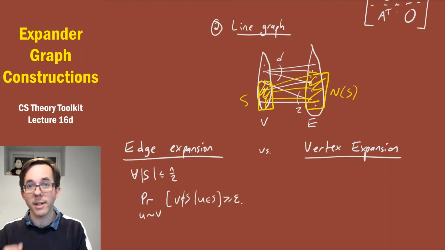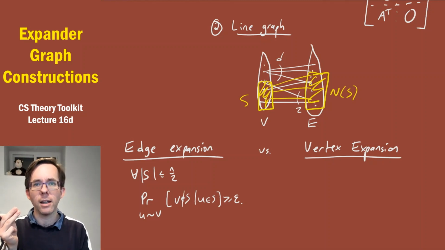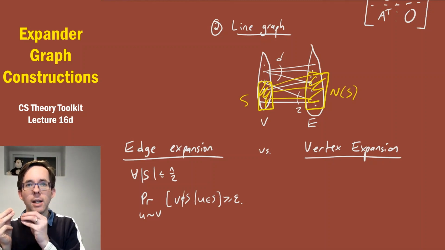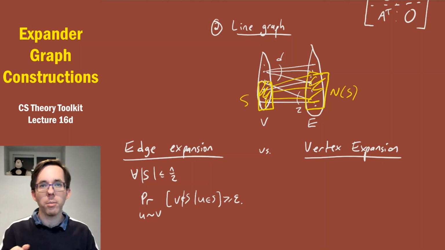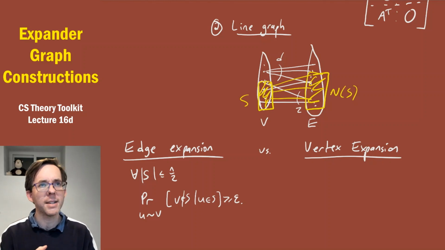It took me a couple tries there, but what I want to say is that another way to put it is, if you pick a random vertex in the set S, uniformly at random, and take one step in the random walk, the probability of you escaping S is big. It's at least epsilon. Okay, that's edge expansion.